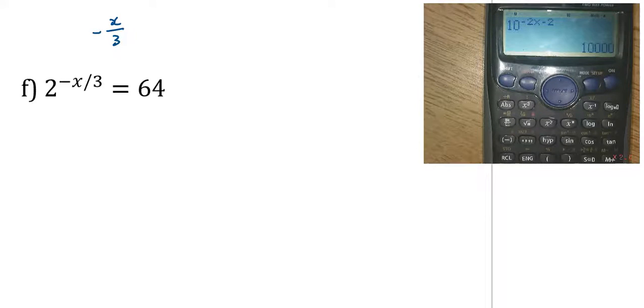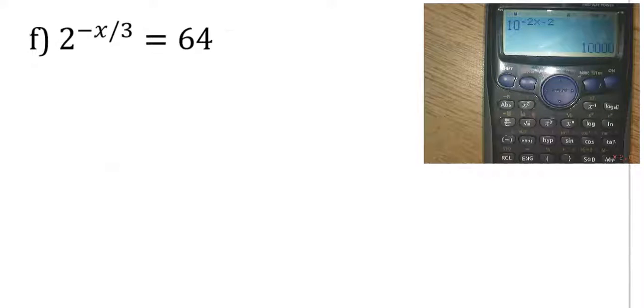So here's another one. What's my first step going to be? What do I have to do? Write the bases as the same. So what am I going to write? You're going to write 2 to the exponent, negative x divided by 3 equals 2 to the something, and we have to figure that out. Very good. In other words, we're turning 64 into a power of 2. So 2 to the negative x over 3. See how I write it slanted, leaning there, equals 2 to the something.